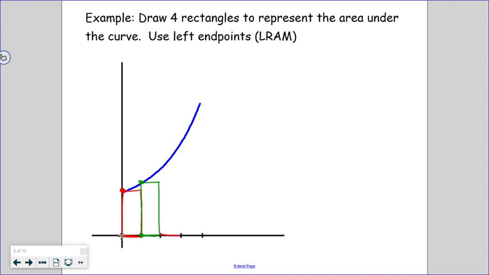I know your pencils obviously can't move like mine can on the board, but another way of looking at this is if I were to take that base and just trace it up to my curve, when the left-hand side of that line hits the curve, I stop and I draw in my rectangle. I'm going to do that one more time here, and again, I'm going to use the left side because it says LRAM. Trace that up. Once it hits my curve, I finish out drawing my rectangle.